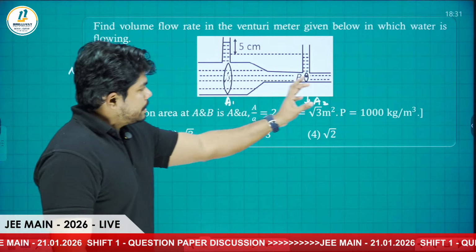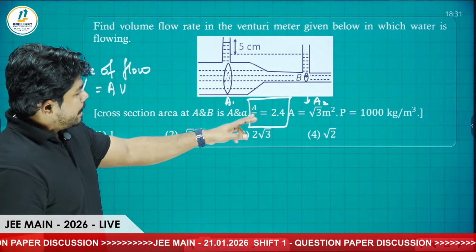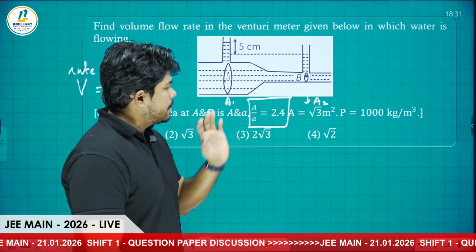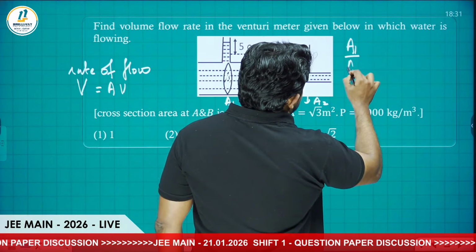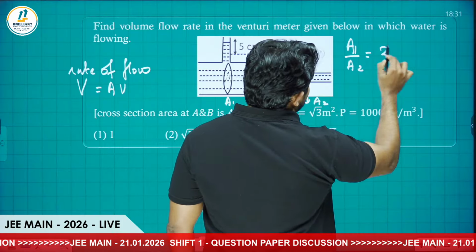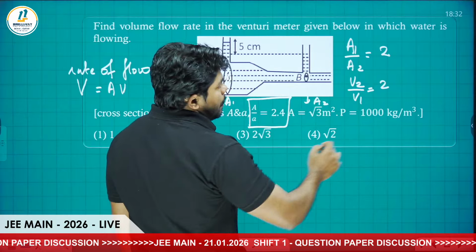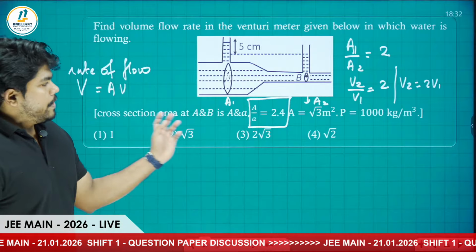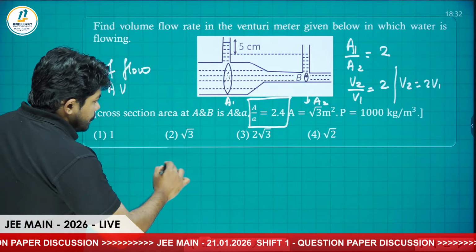So we need to find the velocity at these 2 points, because they have given some relation regarding the area, capital A by small a, where capital A is A1 and small a is A2. A1 divided by A2 is given as 2, and by the equation of continuity we can write A1 by A2 will be equal to V2 by V1, that will be equal to 2. Therefore, V2 will be equal to 2V1. Now we can apply the energy equation at these 2 points A and B.